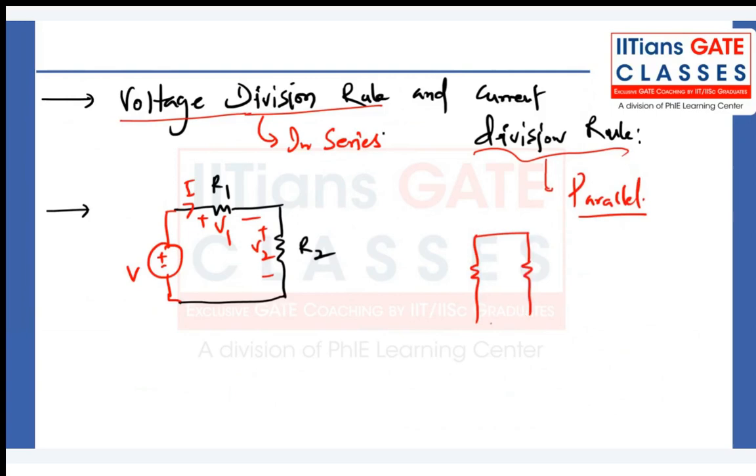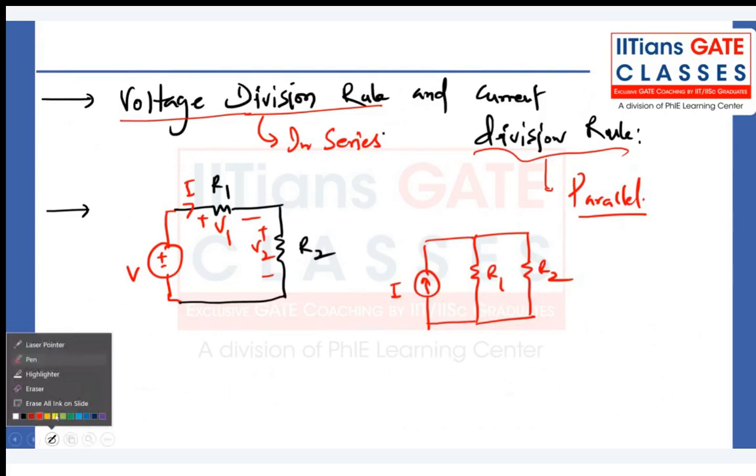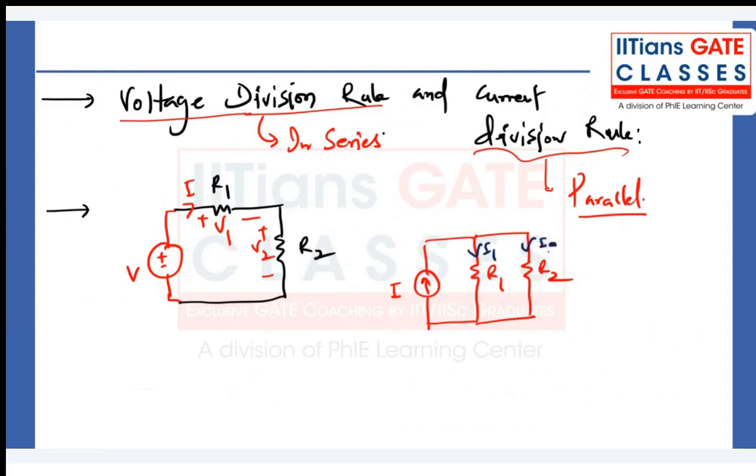Here, suppose there is a current source I, and this is R1 and this is R2. So two resistances are connected in parallel. It means the potential across them is the same, but the current will be different, I1 and I2. So you can find V1. How can you find V1? You can apply KVL, or by inspection you can write V1.